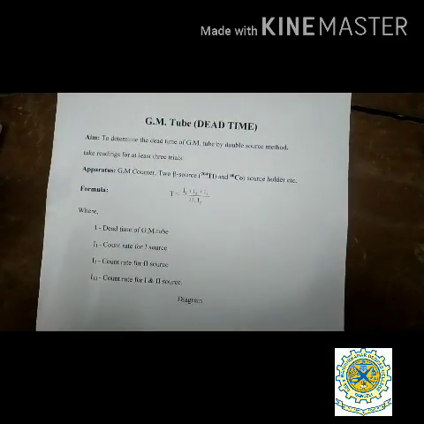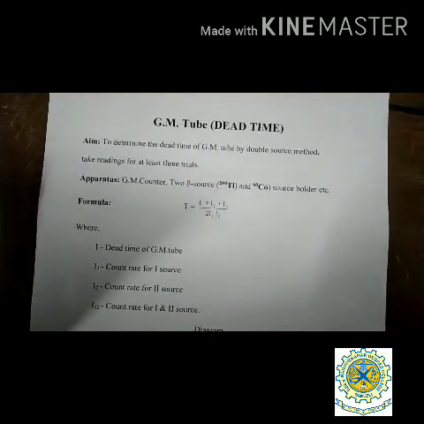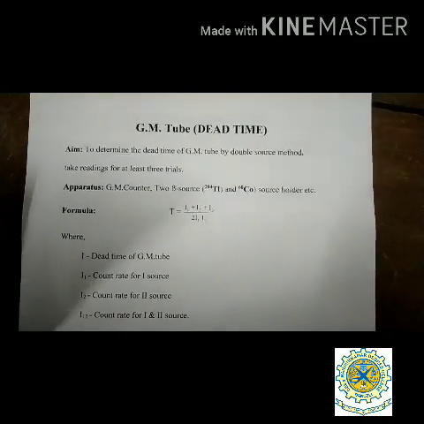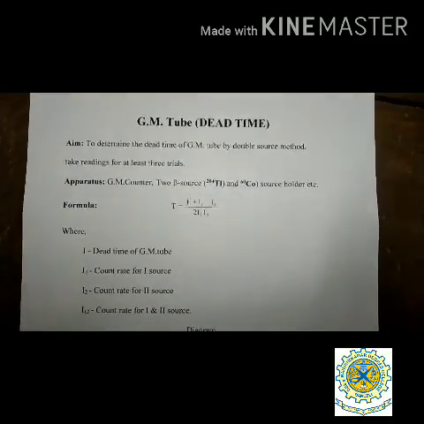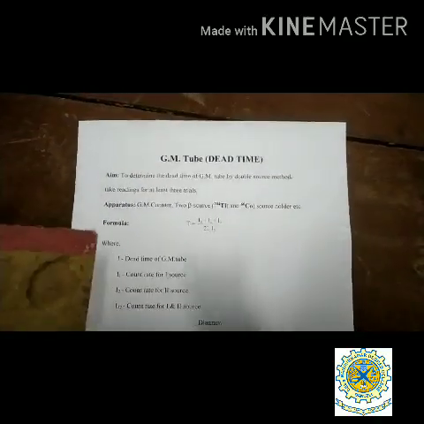Dead time is the time during which the counter is incapable of responding to a second ionizing event. This is our aim of the experiment. For that we are using the double source method and we are using the holder.